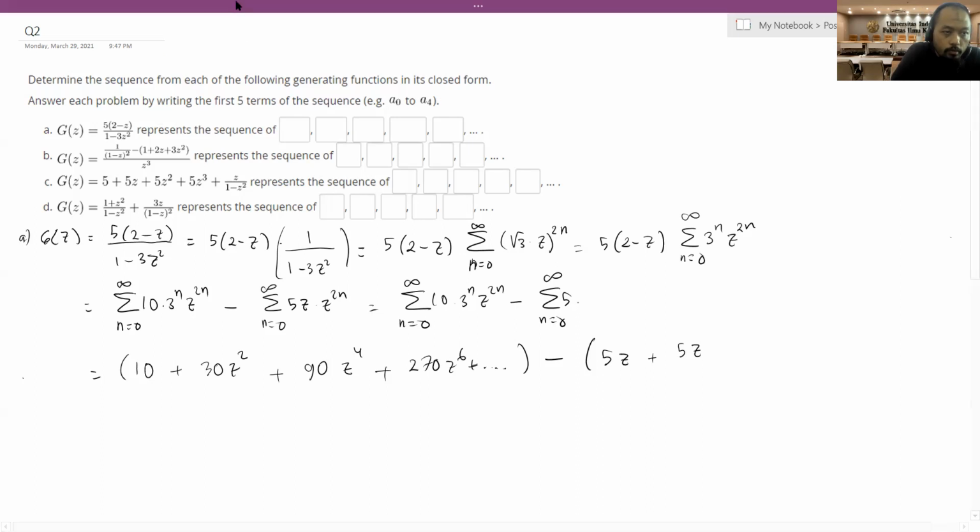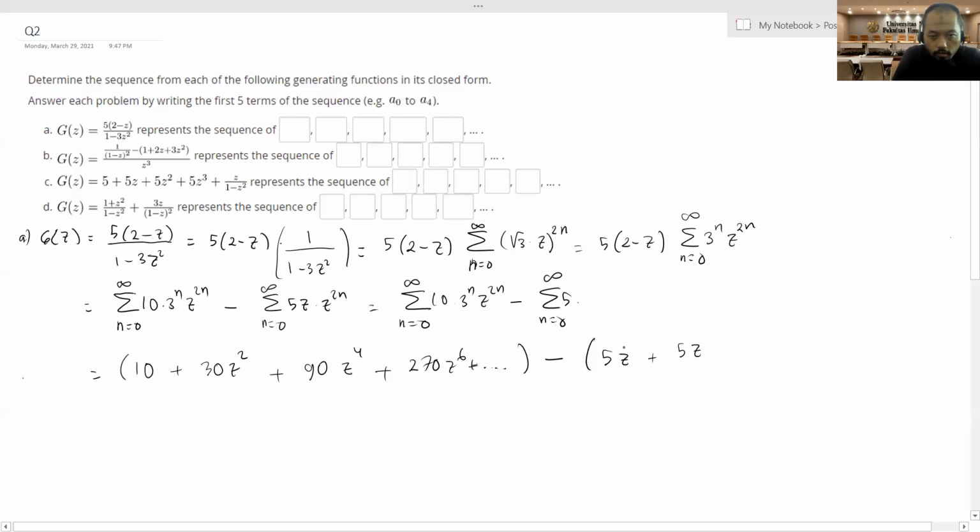Apologize. So it should have been 5 times 3 to the power of n z to the power of 2n plus 1. So in this case, this is 15 z to the power of 3, and then this is 45 z to the power of 5 plus 135 z to the power of 7 and so on.